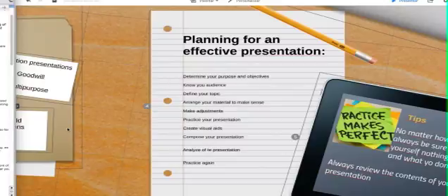Analysis of the presentation is what you do before you practice. You can always practice again, and before you can always practice in your room, then analyze your presentation.